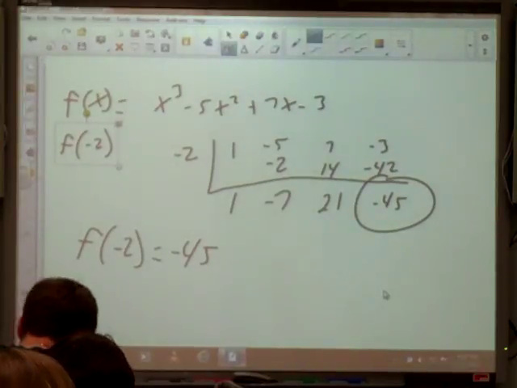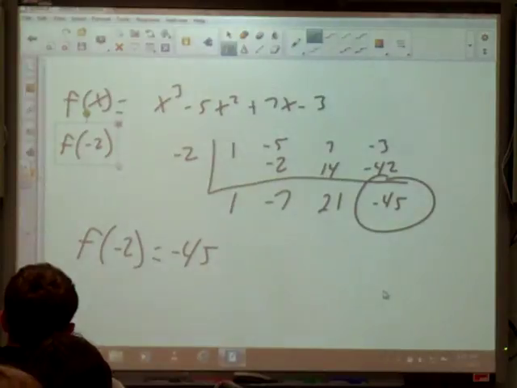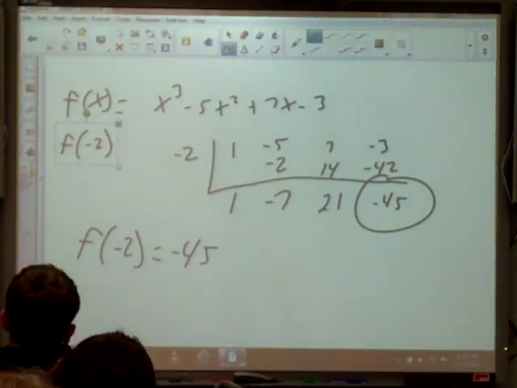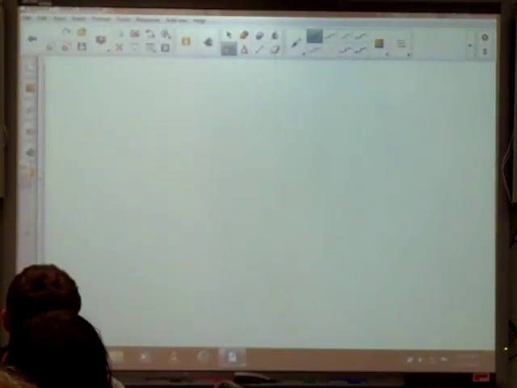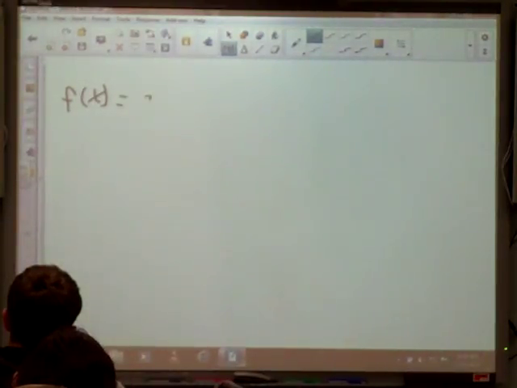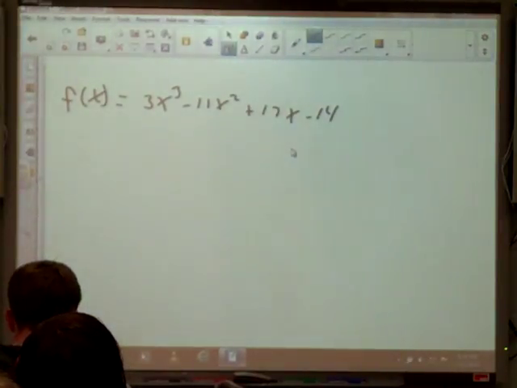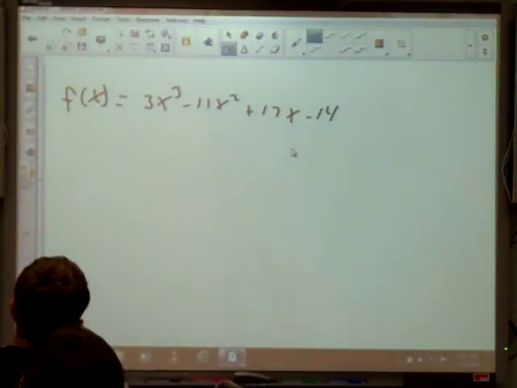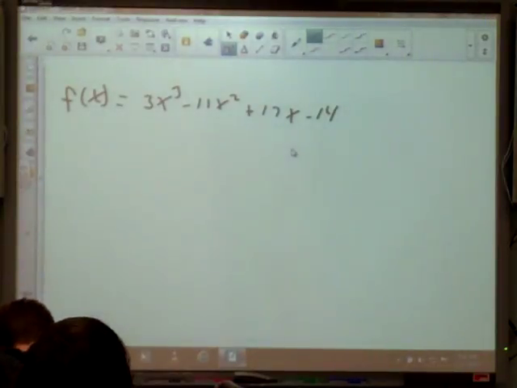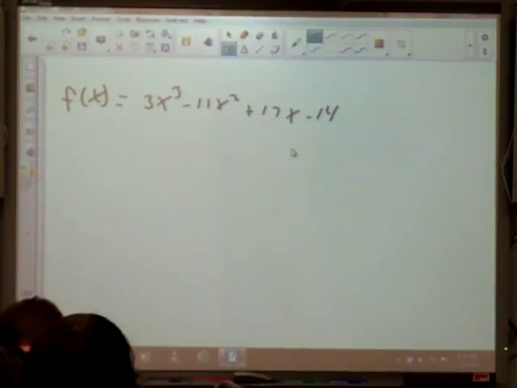Alright, I just got one more type of problem, and then I'll give you a couple to try on your own after that. This next type says, my function f of x is equal to 3x cubed minus 11x squared plus 17x minus 14. Now here's how this one reads. It's different directions. It says use synthetic division to decide whether 2 is a 0 or not. So it wants me to decide whether 2 is a 0.